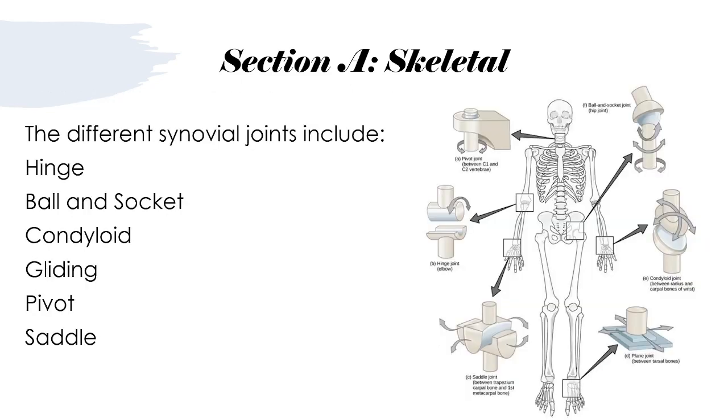Different types, here are the types. So you've got the hinge, ball and socket, condyloid, gliding, pivot, and saddle, all seen there. They're all visualised there, and you can see them.